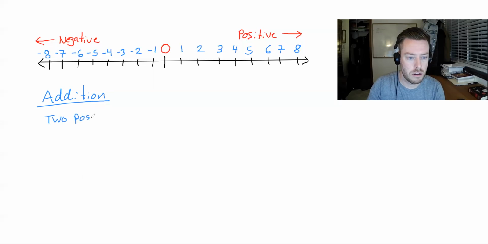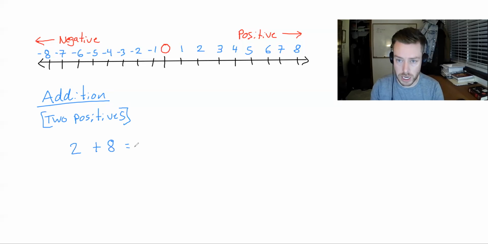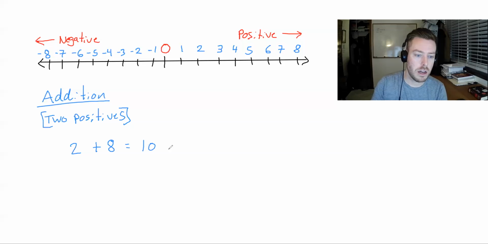So for example, let's do the first case where you have two positives. Let's put this in brackets here. Two positives. Let's choose any two arbitrary numbers. Let's just do 2 plus 8. This is simple arithmetic. Most of you probably know this in your head, but this is what's going on behind the scenes. Instinctively, we know that 2 plus 8 is 10.